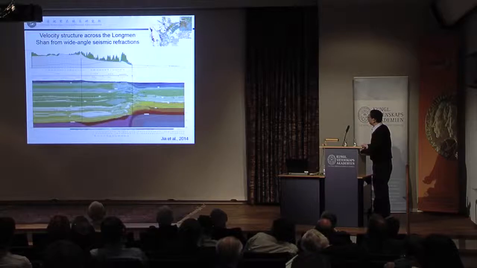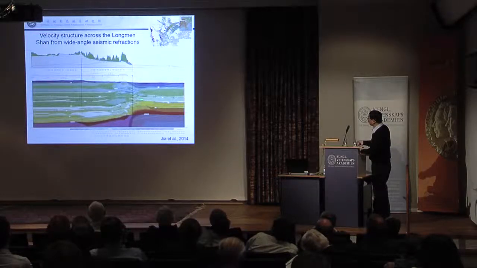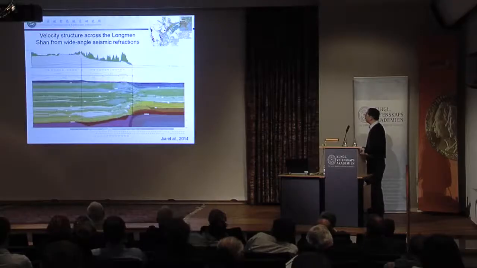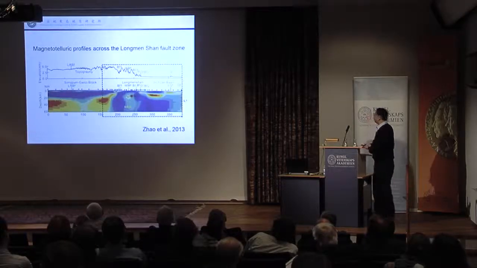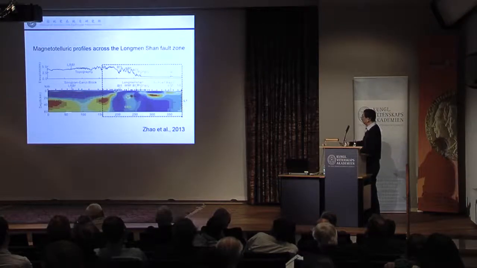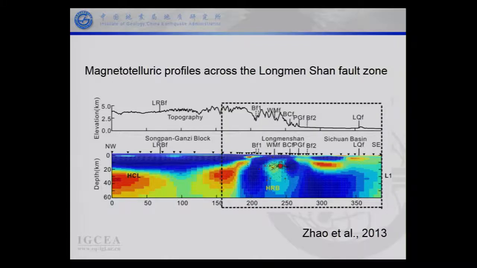And the refraction profile across Longmen Shan also shows strong, fast seismic speed below, in the low crust and upper mantle of the Sichuan Basin, and low speed in the eastern Tibetan plateau. And the magnetotelluric profile shows the same thing. This is a low resistivity zone below the eastern Tibet, and the high resistivity layer below the Sichuan Basin.